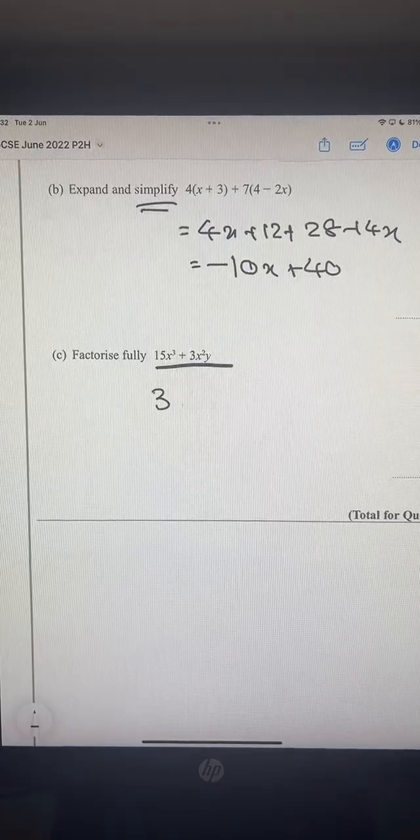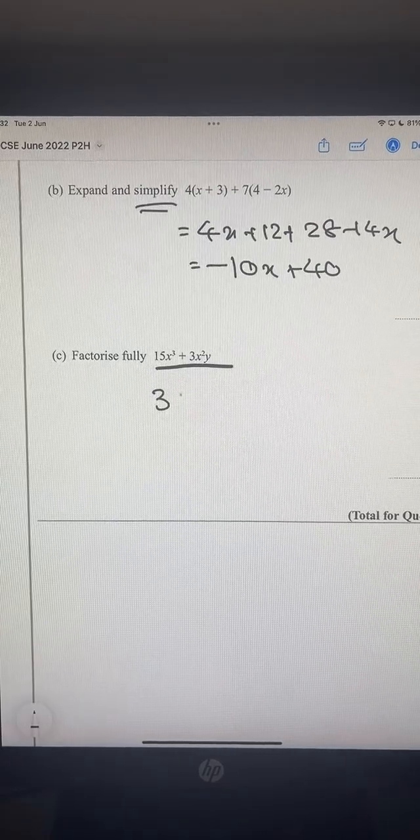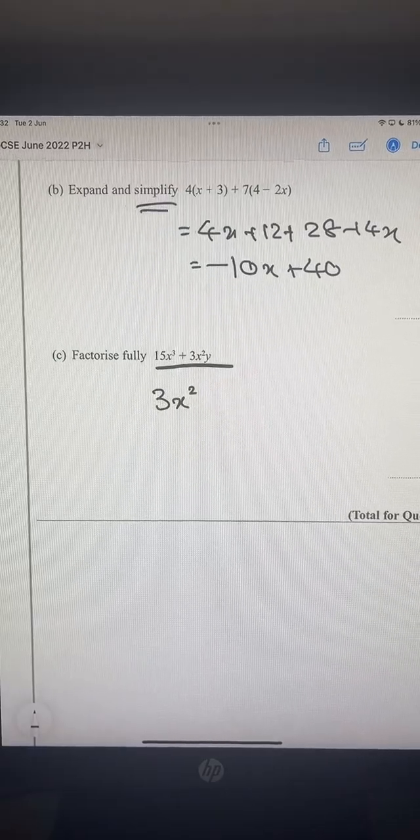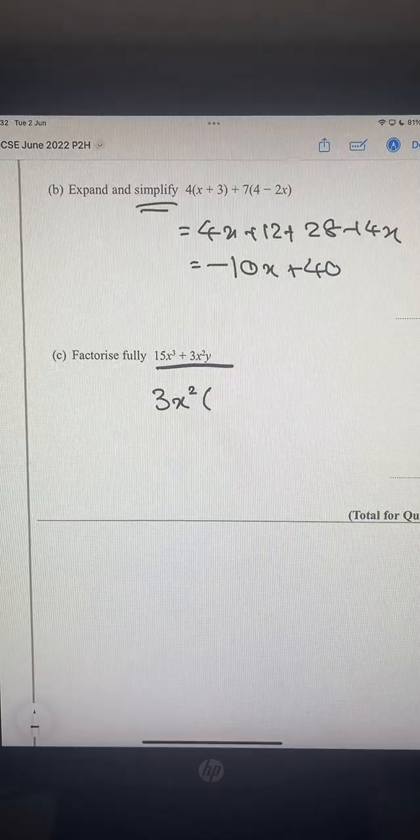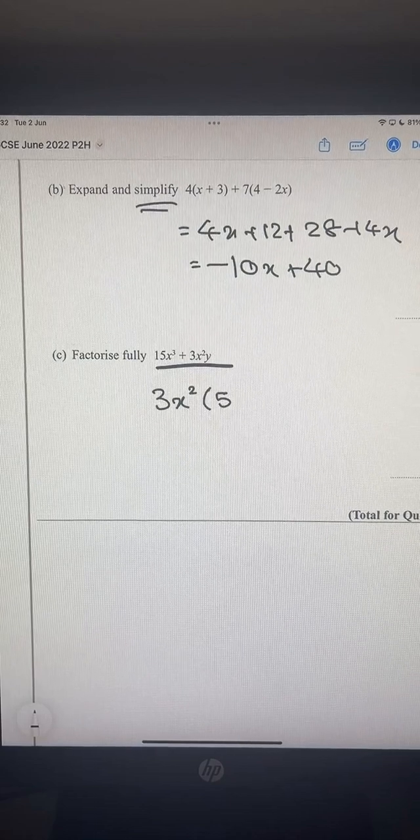Then I have my x terms, x cubed and x squared. What's the most I can take from both at the same time? That'll be x squared. Can I take any y's from both? This term doesn't have any y's, so I've taken out my highest common factor, which is 3x squared. Then what do I need to multiply this by to get 15x cubed? 3 times 5 is 15, and x squared times x is x cubed.